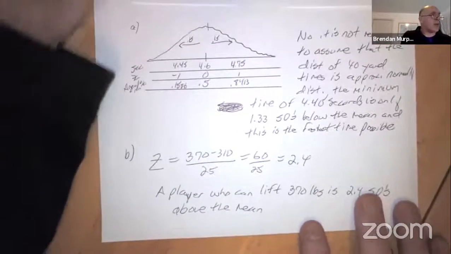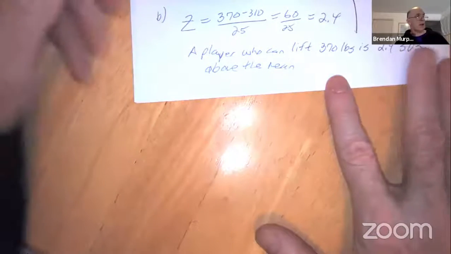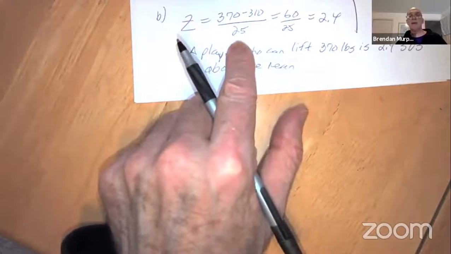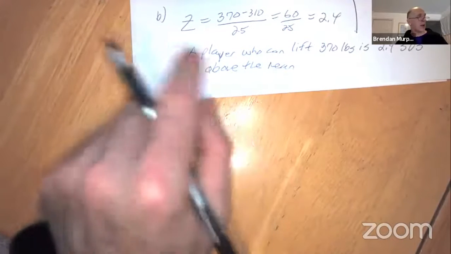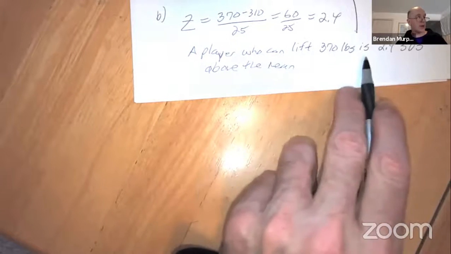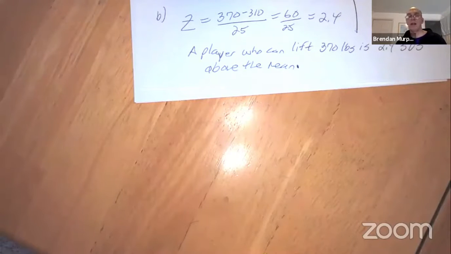So again, I'm going to draw my little picture. I didn't draw the picture in Part B. I just found the Z-score. So 370 pounds was my score, minus the mean of 310 over standard deviation of 25. I got a Z-score of 2.4. So that was the first part, and they asked me to interpret it. So a player who can lift 370 pounds is 2.4 standard deviations above the mean. That's really strong. Most of us cannot lift that weight.